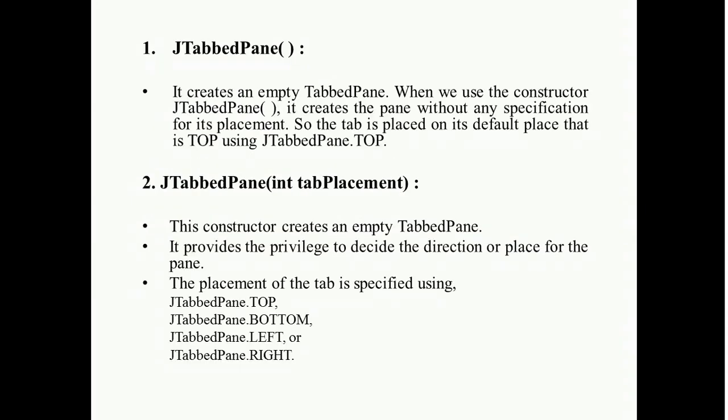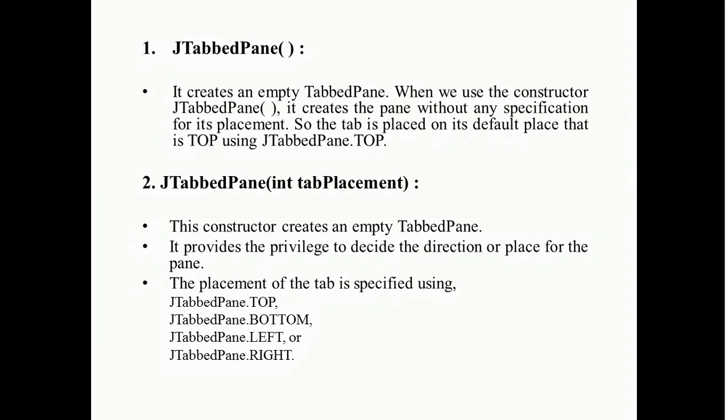See the first constructor, JTabbedPane. It creates an empty tabbed pane. When we use the constructor JTabbedPane, it simply creates a pane without any specification for its placement. Means when you use the JTabbedPane constructor, it creates a tabbed pane but that pane has no specification of the placement. So the tab is placed at the default place, that is the top, using JTabbedPane.TOP.